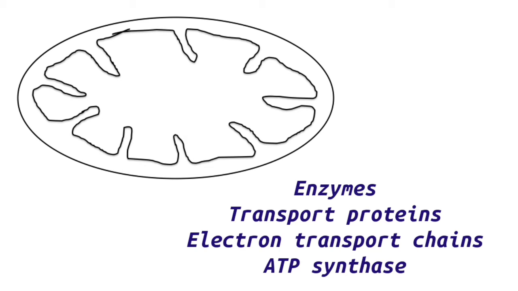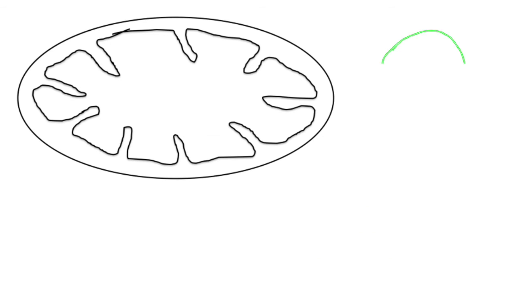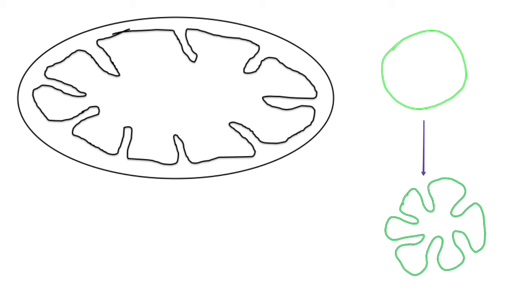A large surface area is required to accommodate all these components. For this purpose, the inner membrane is highly folded to form cristae. The surface area of the inner mitochondrial membrane is increased due to these cristae.